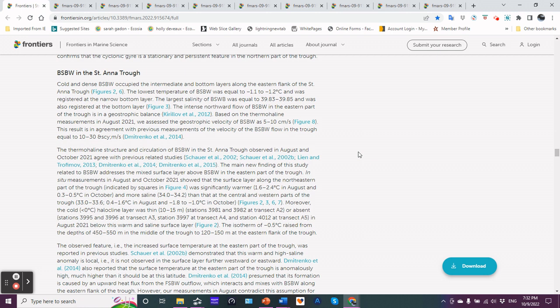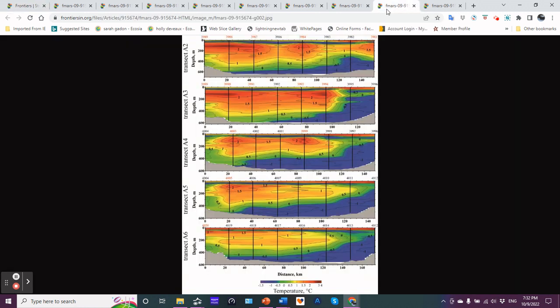Okay, so the Barents Sea branch water in the St. Anna Trough is cold and dense, occupying the intermediate and bottom layers along the eastern flank of the St. Anna Trough. The lowest temperatures, equal to minus 1.1 and minus 1.2 C, were registered in the narrow bottom layer. Okay, go back to figures 2 and 6, where we saw that. I think this was figure 2 and 6. It's figure 2. So intermediate layers, they're talking about in this area, right around here, right? That's what they're talking about.